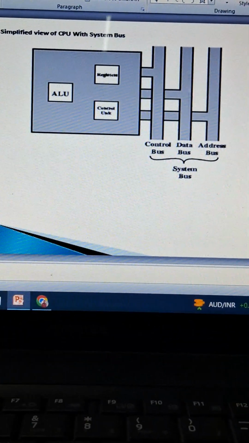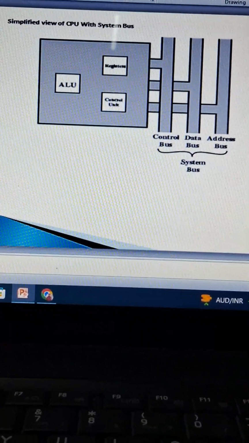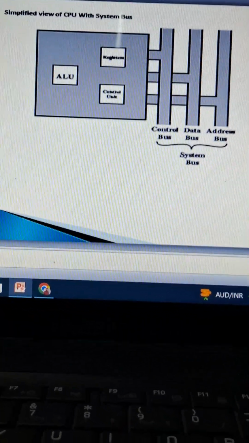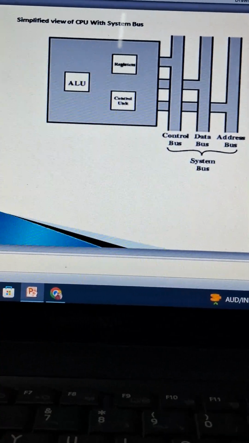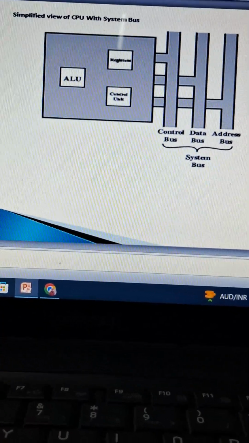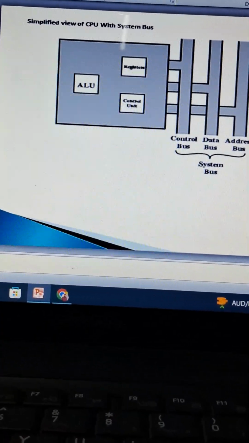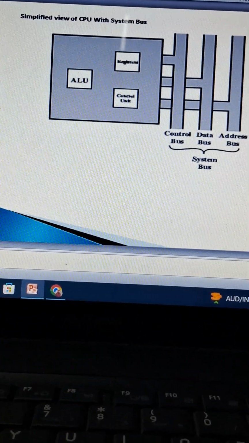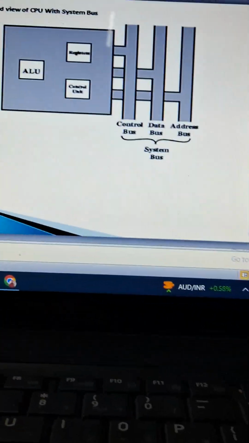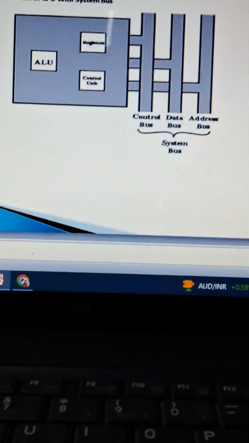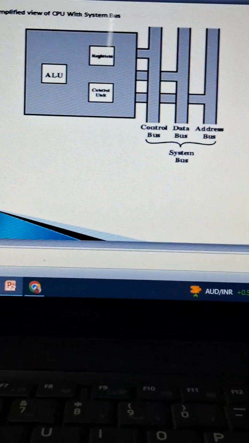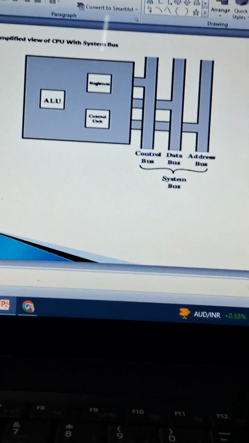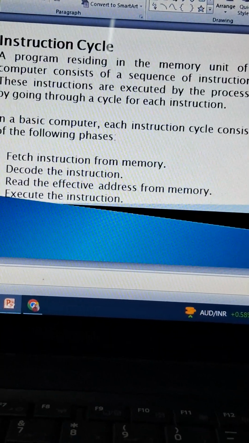A CPU consists of the ALU, the arithmetic logical unit, the control unit and registers. The instruction that is to be executed is performed with the help of all these three, and that is carried out by the various buses, that is the control bus, data bus and address bus, the bus system. So now let's first discuss the instruction cycle.